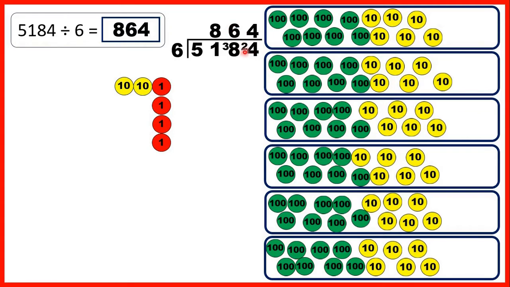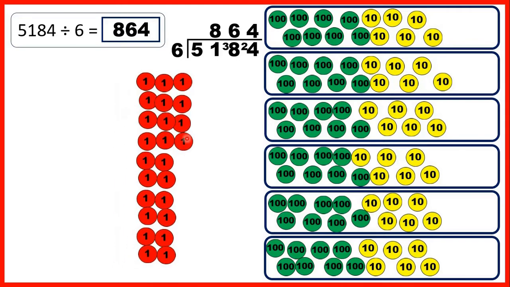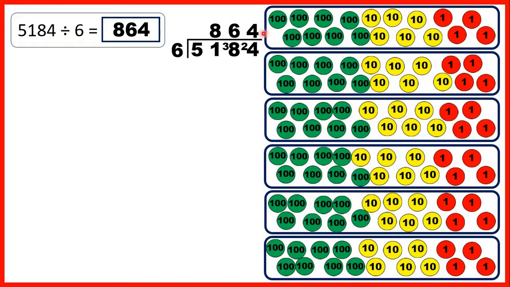We write the remainder in front of the next digit because we can exchange these tens for 10 ones. So now we have 24 ones which we can share out with 4 ones in each group. So that's why our answer is 864.